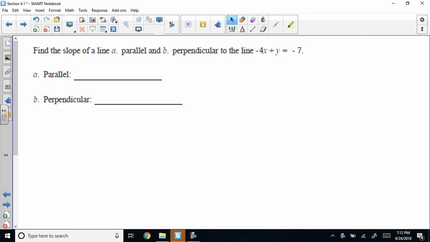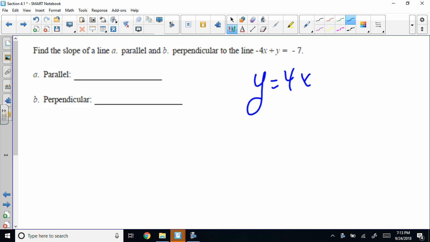Okay. All right, so find the slope of line A parallel and B perpendicular to the line negative 4x plus y equals negative 7. So they want the slope for a line that's parallel to this and then one that's perpendicular. Well, first off, we have to turn around and go y equals 4x minus 7. Are you okay with where I got y equals 4x minus 7? I took this negative 4x over to the other side, right? You with me? All right, now, so that means the slope is 4 over 1.